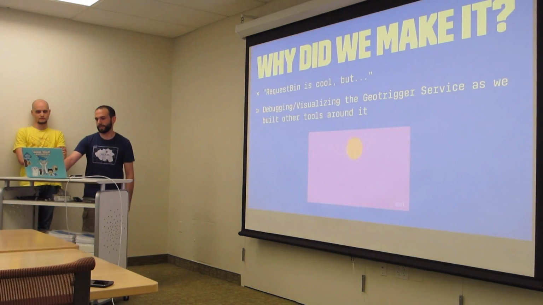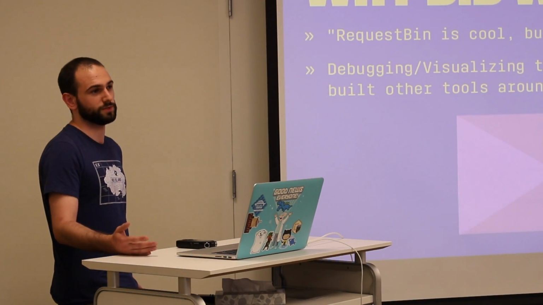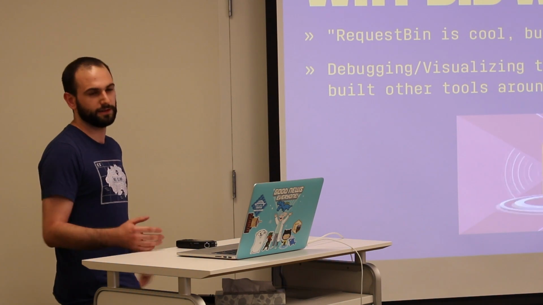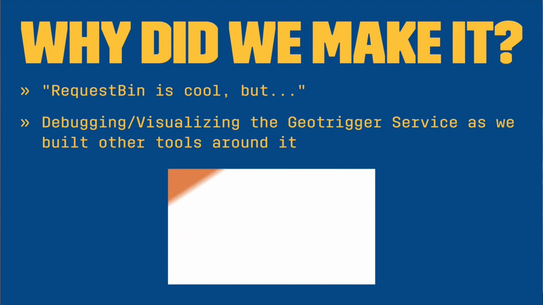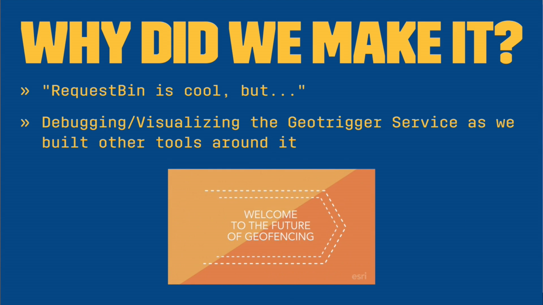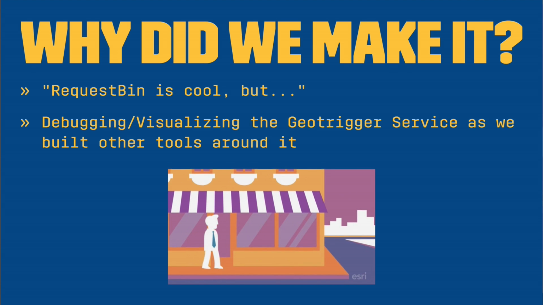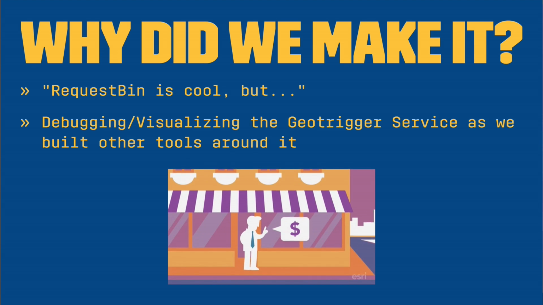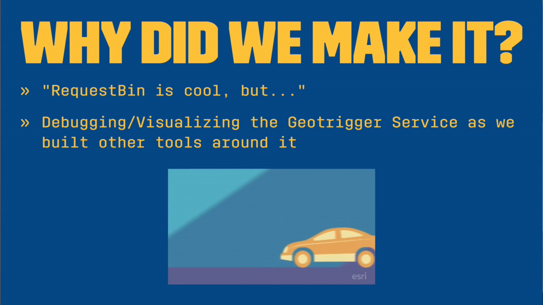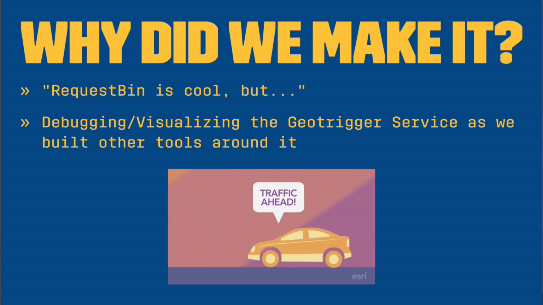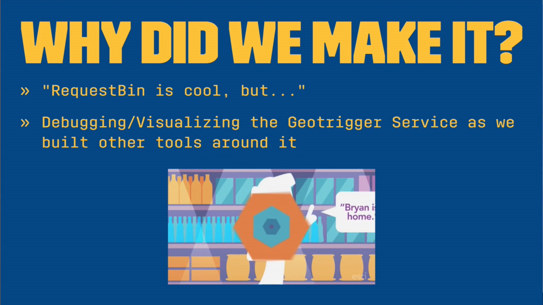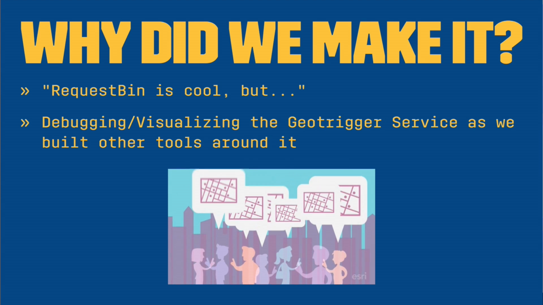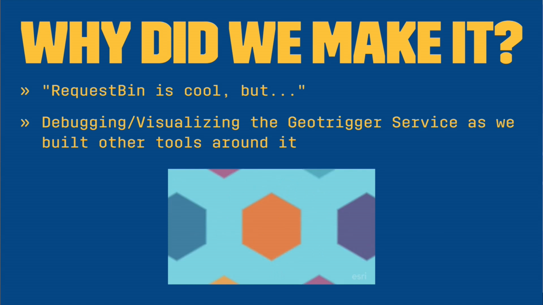So we made GeoBin because RequestBin is really cool, and we kept using it and thinking RequestBin is awesome, but it would be really great if we could actually see the geodata that we were sending to it. And then the real kicker is we work on a thing called the GeoTrigger service, which is a web service and mobile SDKs that allow you to create polygons on a map and specify messages to be sent to mobile devices when people walk into those polygons. One of the options is a callback URL on the triggers, and if you point it at GeoBin, you'll be able to visualize what's going on really easily.